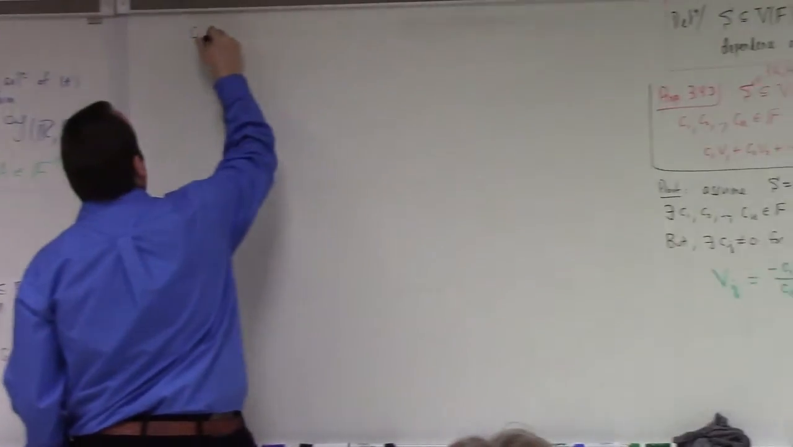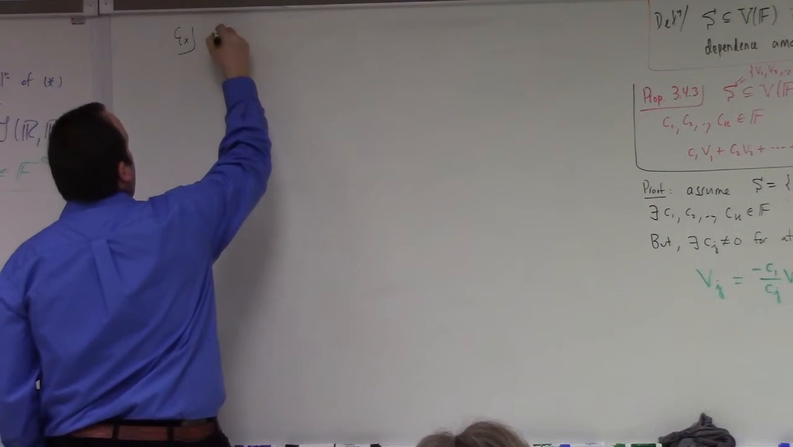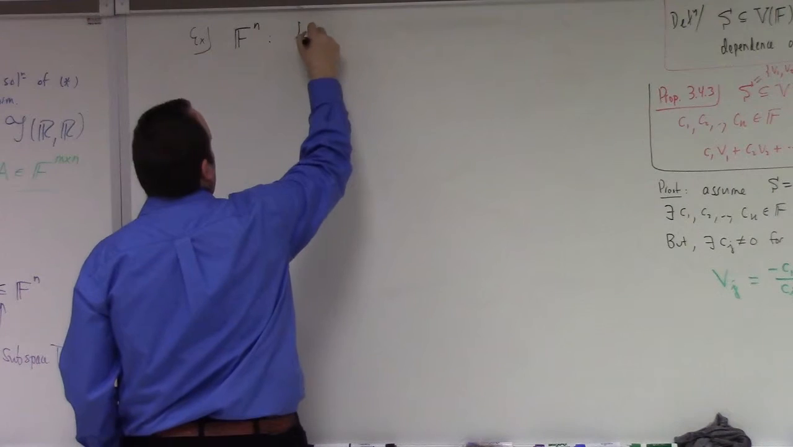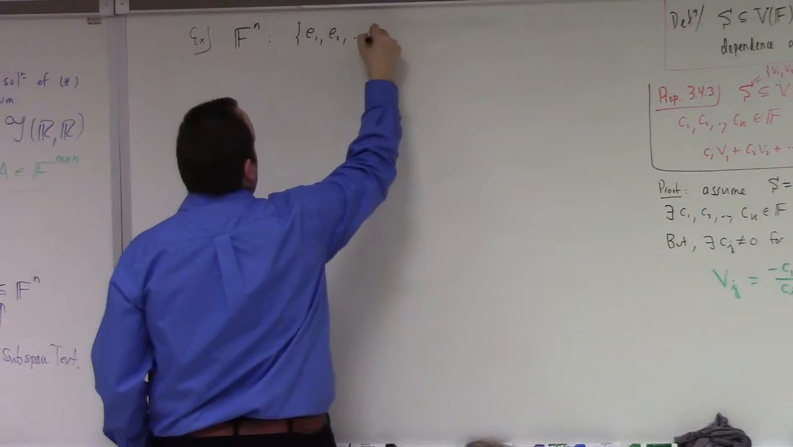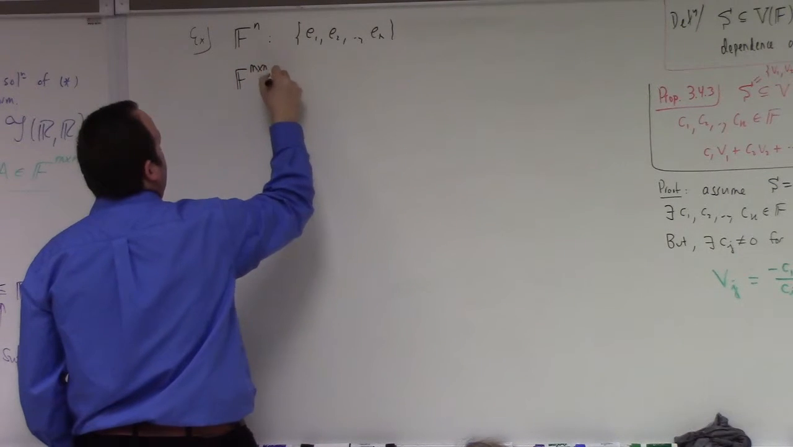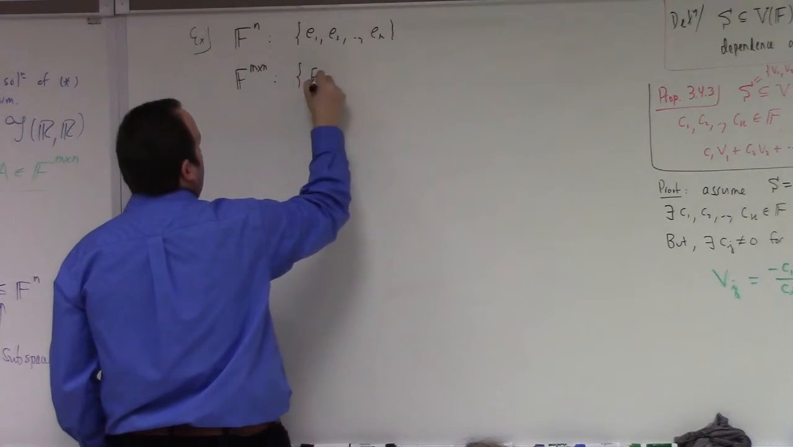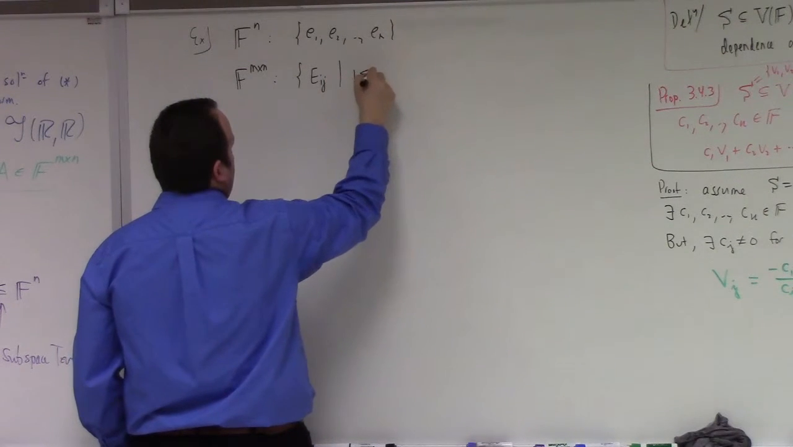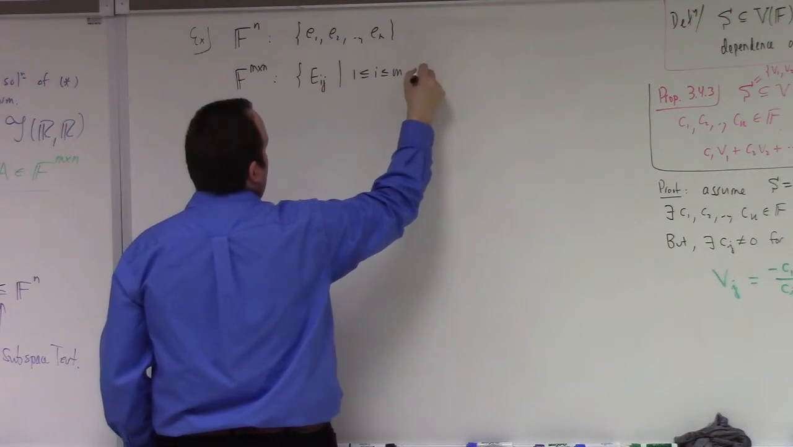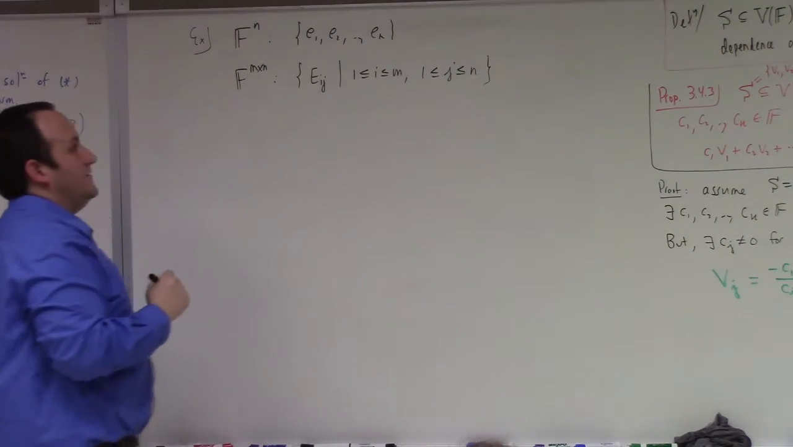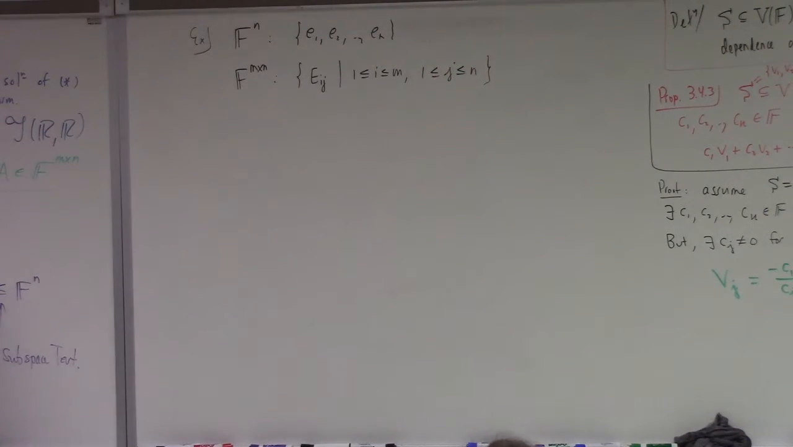Some other examples of linearly independent sets would be, for example, in Fn, this set E1, E2, up to En. Or in F, M by N, the set Eij such that 1 is less than or equal to i less than or equal to M, and 1 is less than or equal to j less than or equal to N. These are linearly independent sets, right?